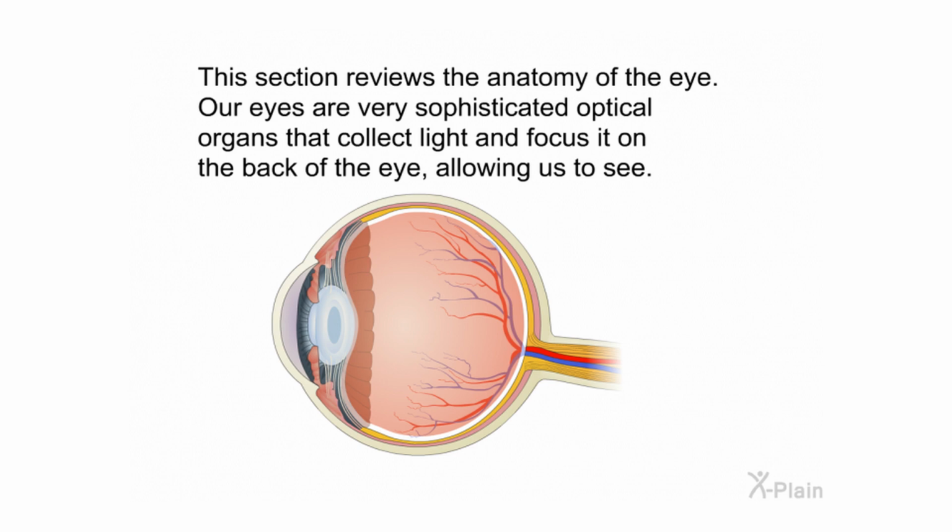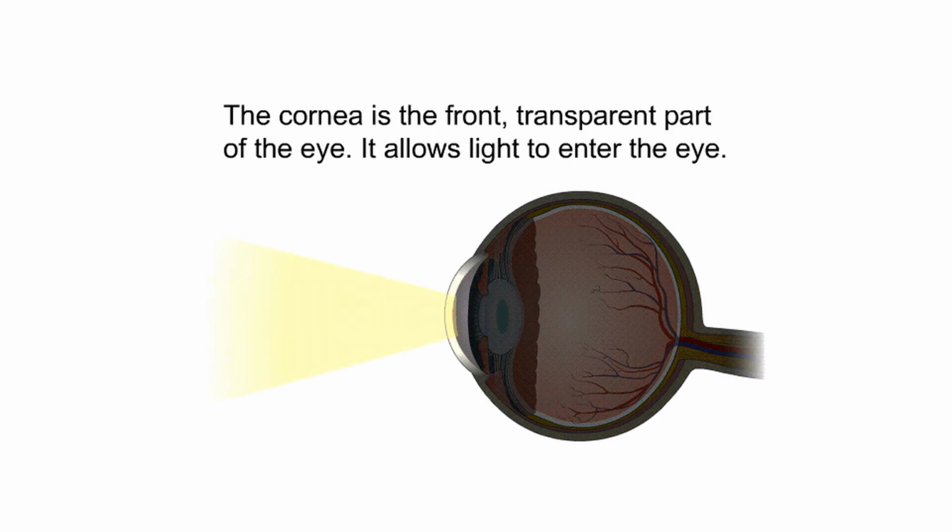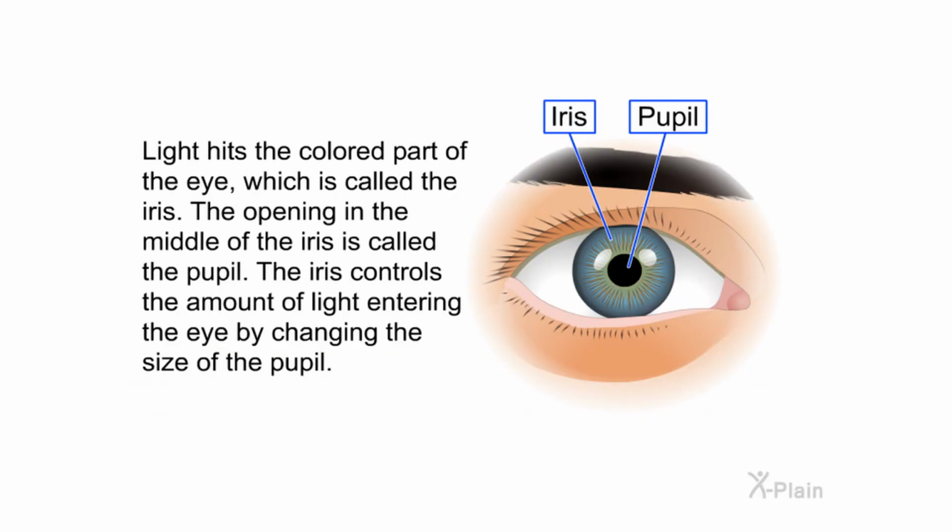Our eyes are very sophisticated optical organs that collect light and focus it on the back of the eye, allowing us to see. The cornea is the front, transparent part of the eye. It allows light to enter the eye. Light hits the colored part of the eye, which is called the iris. The opening in the middle of the iris is called the pupil. The iris controls the amount of light entering the eye by changing the size of the pupil.